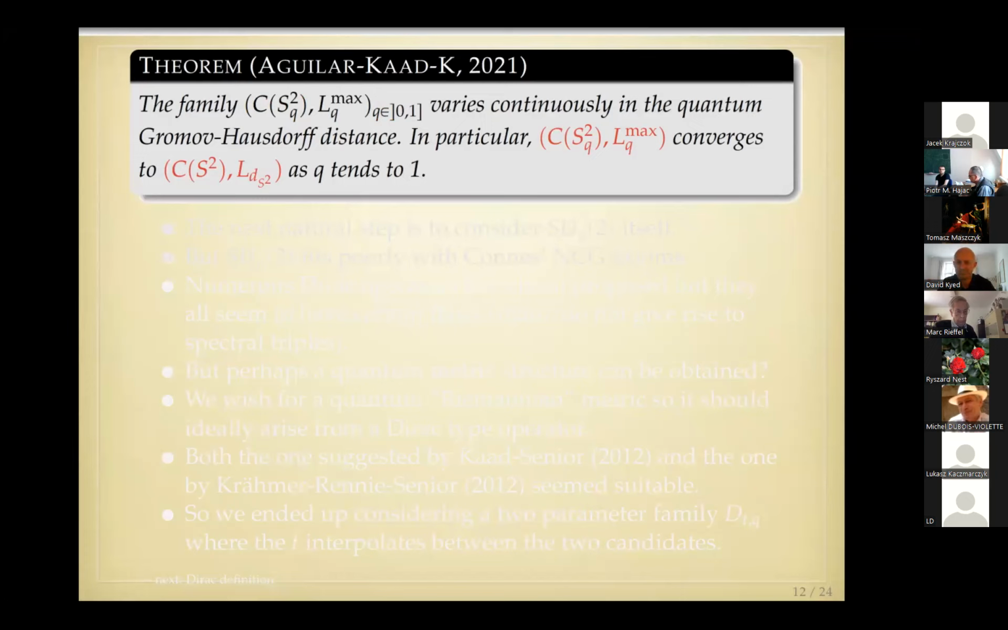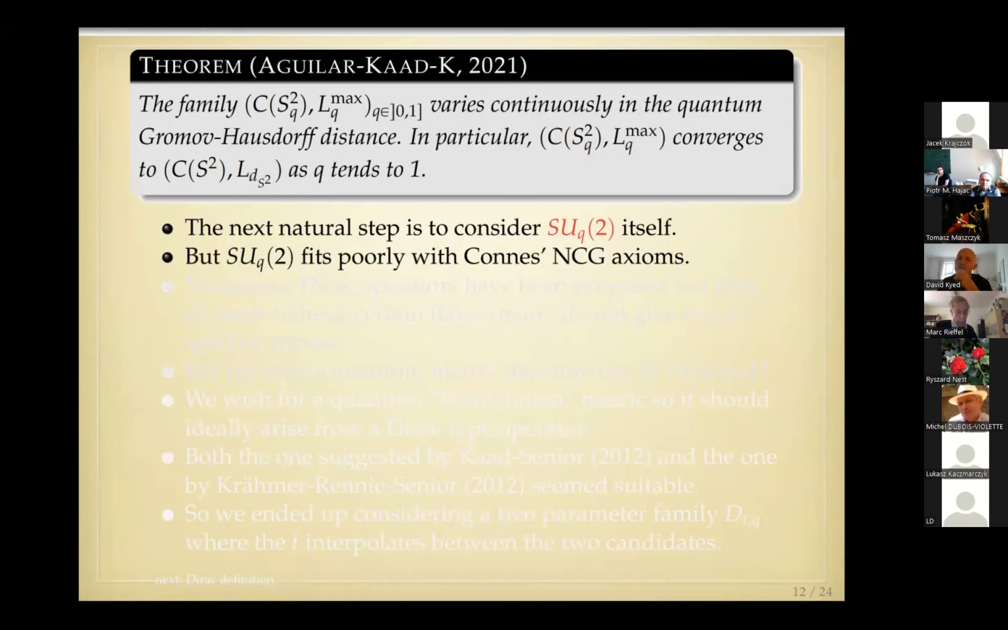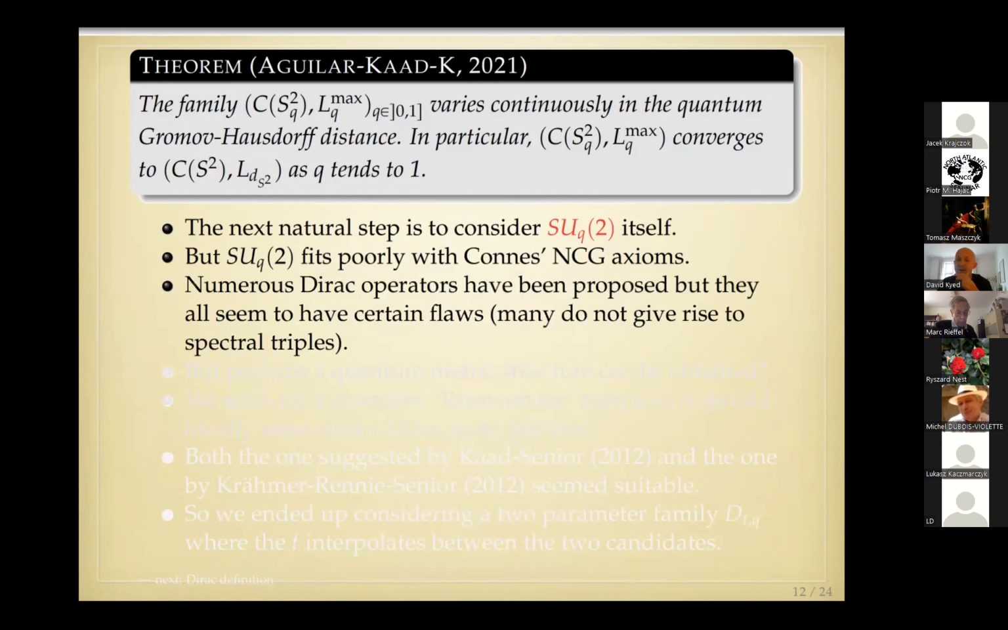And this is, of course, nice to know, but at some point you need to move on, and the next object of study is SUq(2) itself, of course. But here you run into trouble, in the sense that it doesn't really fit all that well with the axioms of a spectral triple, in that you can define a ton of spectral triples. So there have been, or not spectral triples, but Dirac operators.